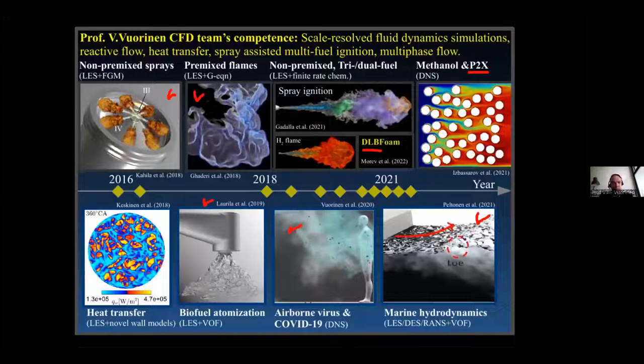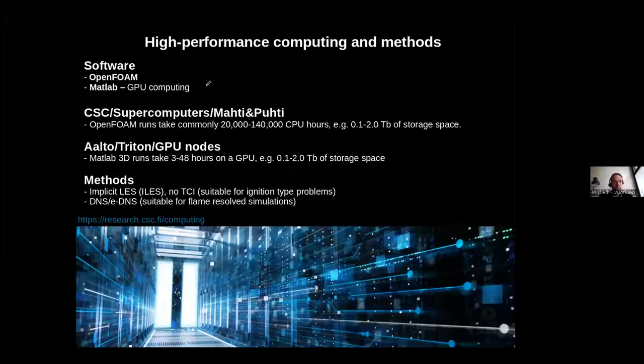We use high performance computing, mostly OpenFOAM, and nowadays we've started using also MATLAB for GPU computing. So certain types of problems you can run quite efficiently with MATLAB. So for example, indoor airflows, we have been investigating with rather large system sizes, so up to 200 million cells LES simulations. We use the CSC supercomputers and the runs are quite large and require quite a lot of storage space, mostly due to the large number of species in the combustion systems.